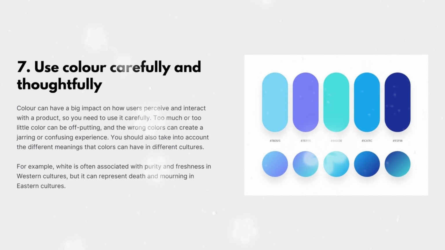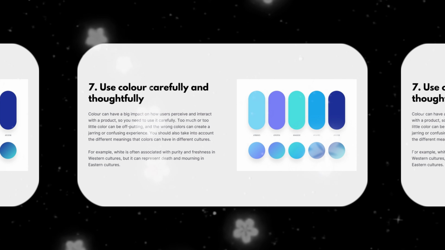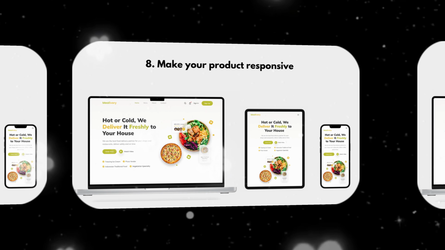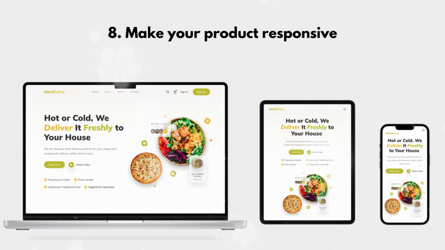UX/UI designers need to be careful and thoughtful when using color in their designs. Color can have a big impact on how users perceive and interact with a product, so you need to use it carefully. Too much or too little color can be off-putting, and the wrong colors can create a jarring or confusing experience. You should also take into account the different meanings that colors can have in different cultures. For example, white is often associated with purity and freshness in Western cultures, but it can represent death and mourning in Eastern cultures.